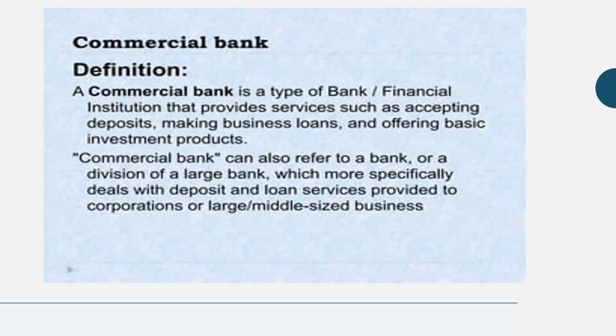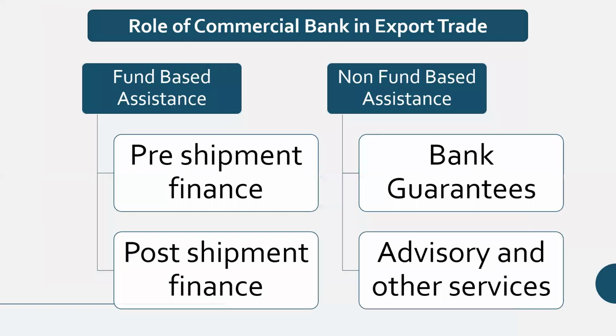So how do we define commercial banks? Commercial banks are a type of bank or financial institution that provides services such as accepting deposits, making business loans, and offering basic investment products. A commercial bank can also refer to a bank or a division of a large bank which more specifically deals with deposit and loan services provided to corporations or large and middle-sized businesses. So that is the definition or meaning of a commercial bank.